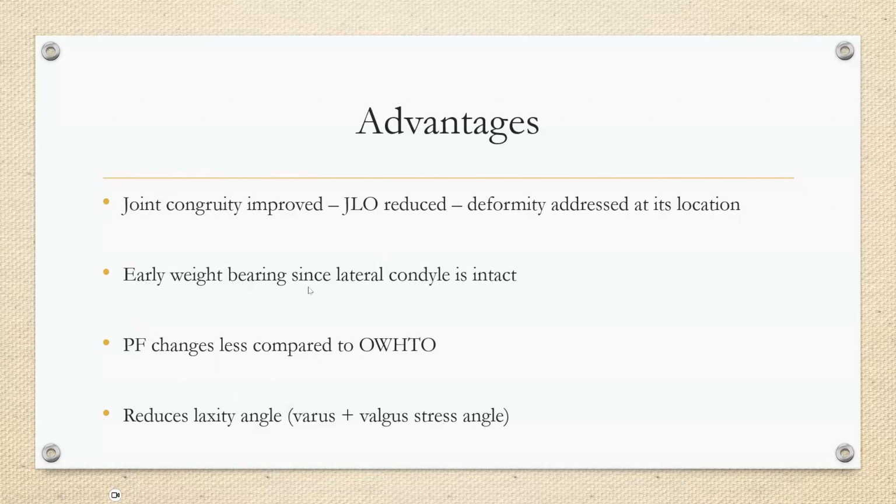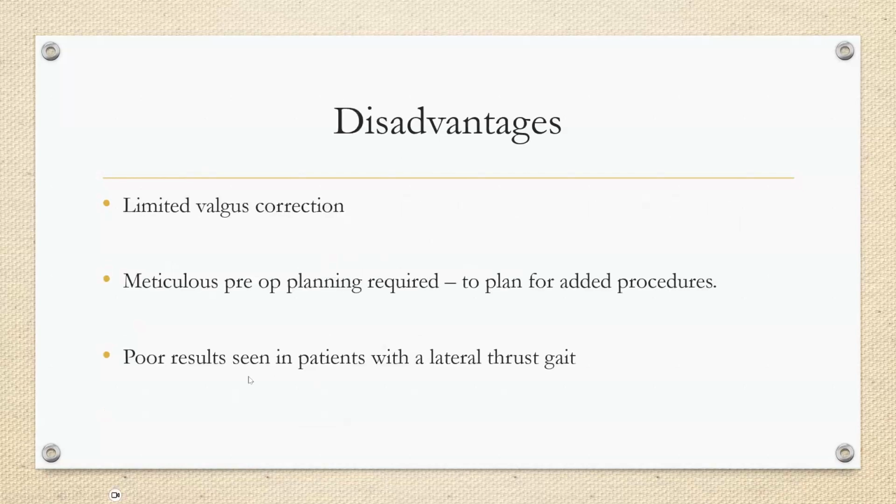And just like in HTO, weight bearing can be allowed, even earlier than in conventional HTO, since one side of the tibia is left untouched, and the patellofemoral changes are less compared to open wedge high tibial osteotomy. It also provides more stability to the joint, helping in better loading of the joint post-operatively.